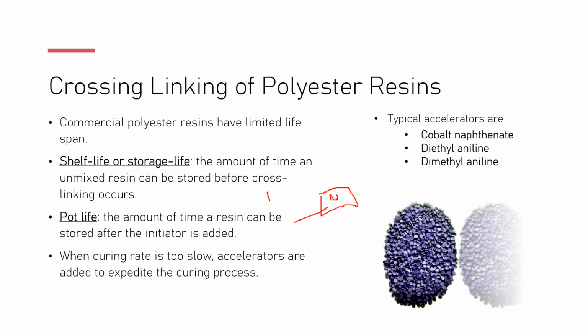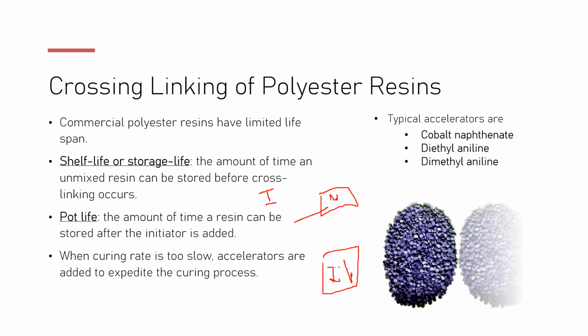So before you add the initiator, it's outside, okay? And you have one shelf life. And then you add the initiator. So now my initiator is inside of my resin system, okay? Here is all the other stuff. Then you have a pot life, yeah? So that's initiator out, initiator in.